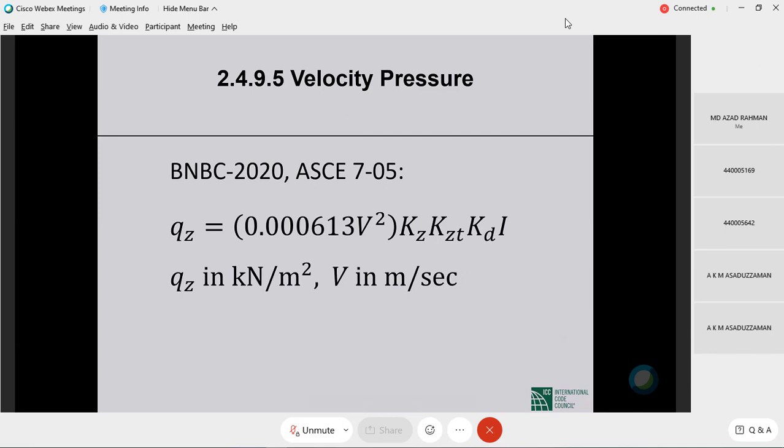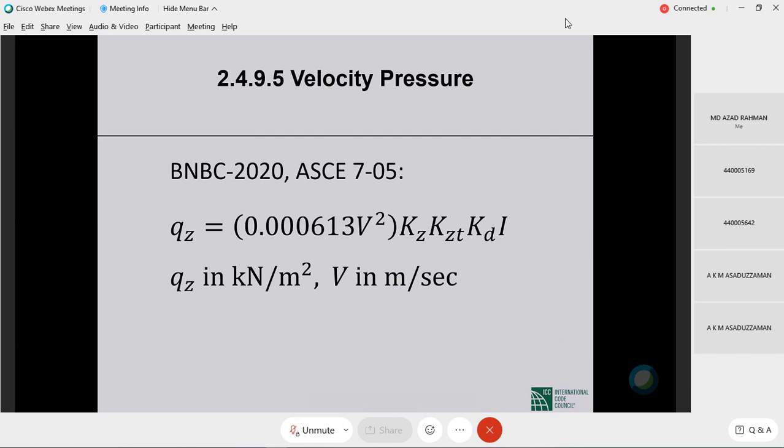q sub z is a constant 0.00613 V squared, that is the wind velocity squared, and that velocity has to be defined, and there is quite a bit of complexity to it. Then three coefficients, K sub z, K sub zt, K sub d, and an importance factor I. So there are five variables in this equation: V, K sub z, K sub zt, K sub d, and I. Now in this equation, q sub z is in kilonewton per square meter and V is in meters per second. Very important. This is why the map gives you velocity in meters per second.